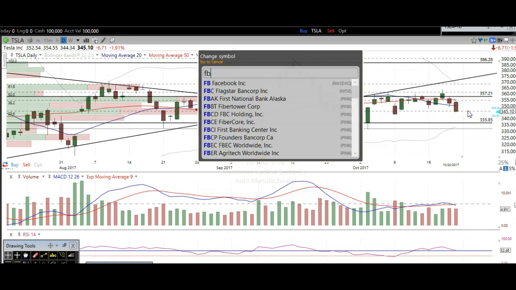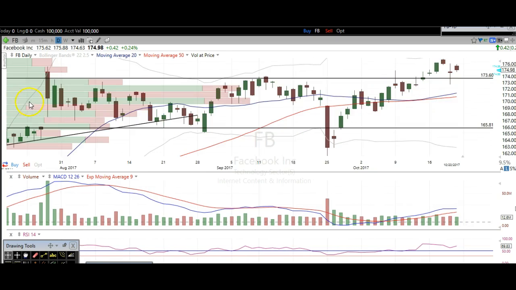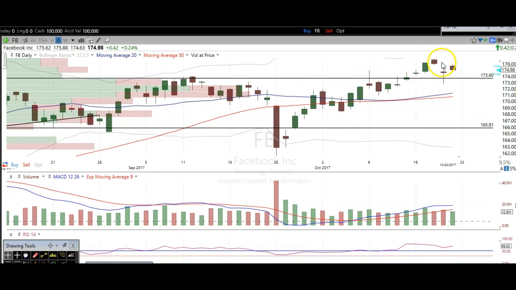The next one is Facebook. Facebook here, very strong. You can see here we broke over this resistance. Here's the resistance, there's a resistance, and here we are breaking over that resistance right here. On Thursday, we gapped down and then ended up bouncing right off this support. Friday got an okay bounce, but we're just holding these levels, so it's still very bullish.